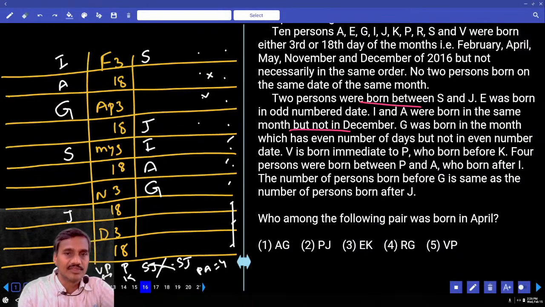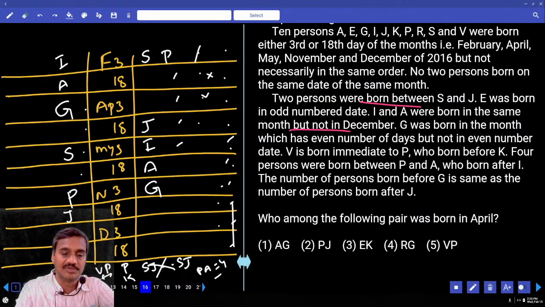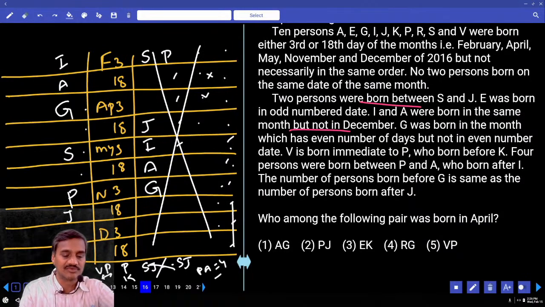And then there are 4 persons between A and P. Between A and P, 1, 2, 3, 4, P must be here. And S and P cannot be on the same date, and this is ruled out. Now we are left with this one.